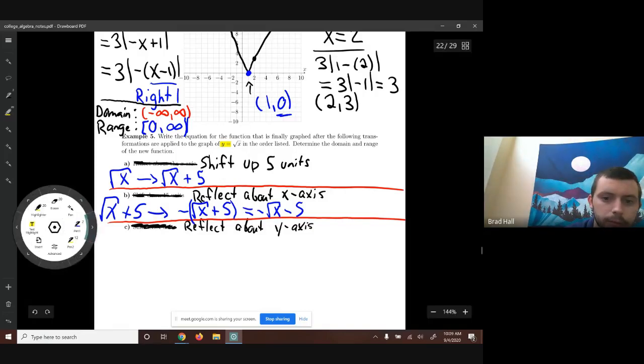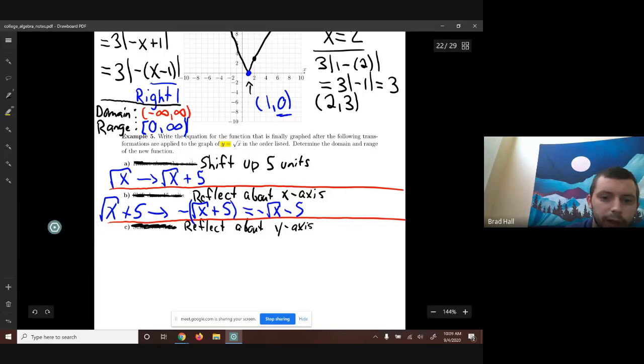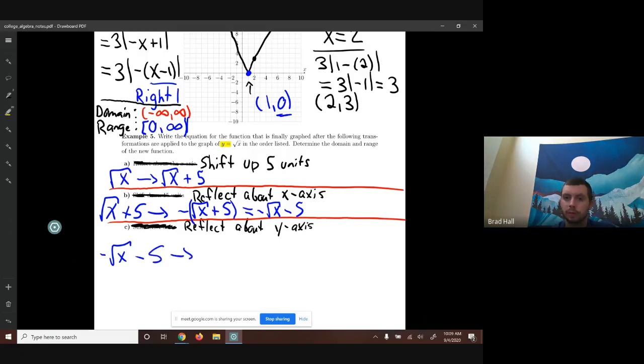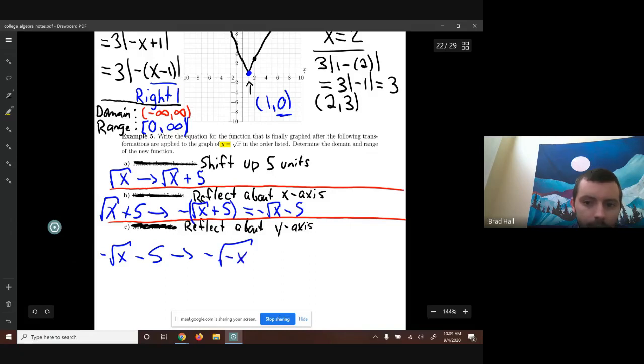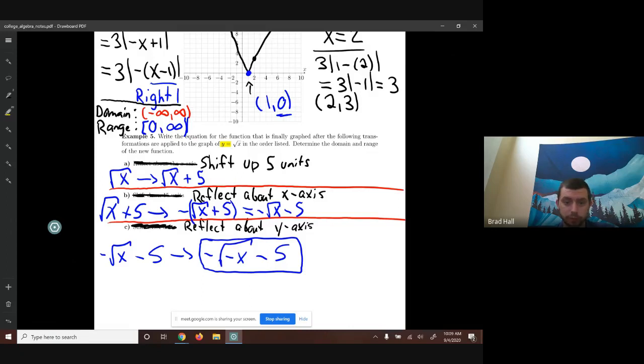And finally, we'll go ahead and reflect about the y-axis. So we take the previous result, and to reflect about the y-axis, that means we have to make the x variable negative. So that means within the square root, we will put a negative on the x as such. And this would be the answer after we apply all the corresponding transformations.